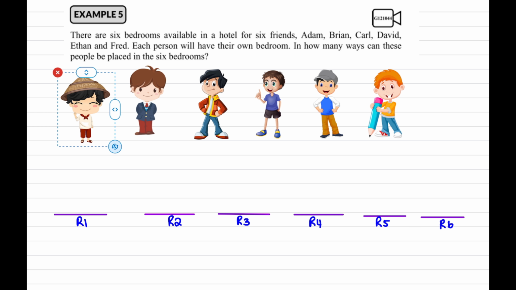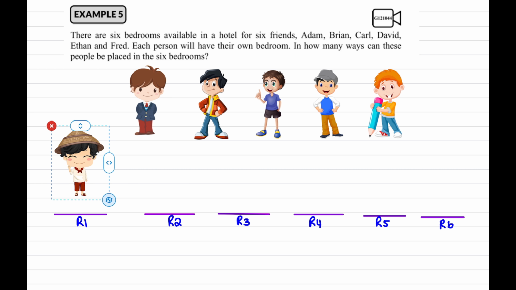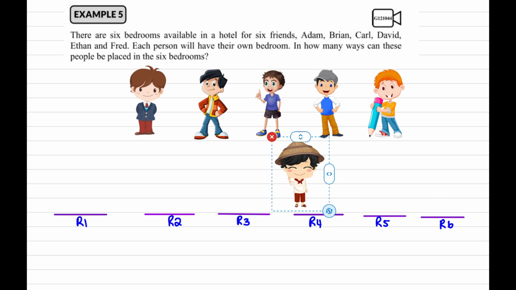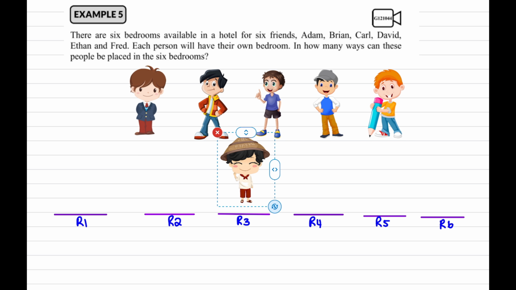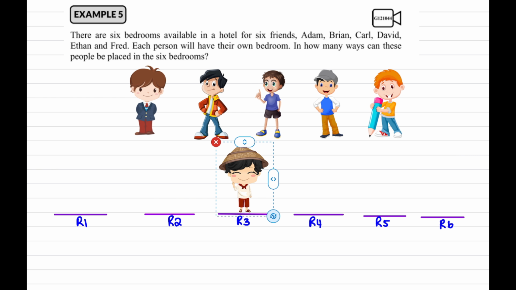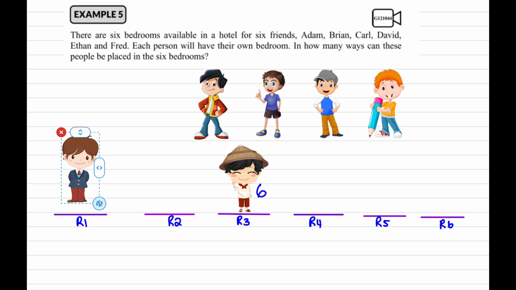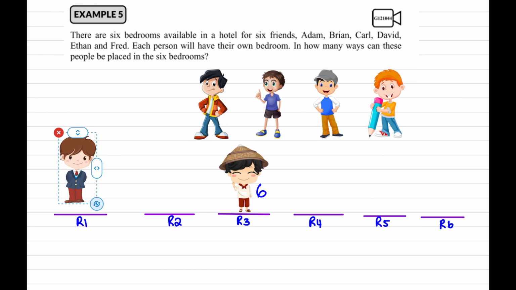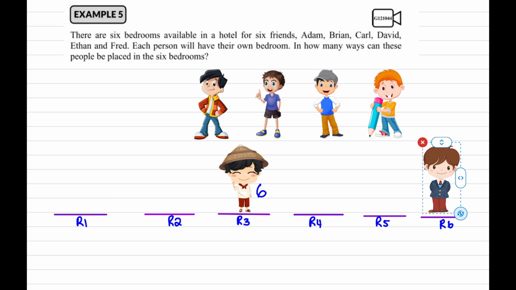So let's start with Adam over here. Adam has first choice. And what I want you to see is that Adam has 6 possible rooms that he can choose from. Now it doesn't matter which room he chooses. So let's say he chooses room 3. But what I want you to notice is that Adam had 6 options in total. Now let's move on to Brian. Brian can no longer choose room 3 because that's already Adam's room. So Brian has 1, 2, 3, 4, 5 rooms he can choose from. So let's say Brian chooses room 6. But Brian had 5 options in total.